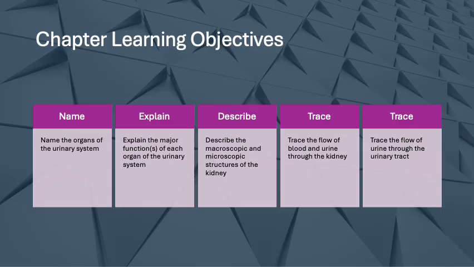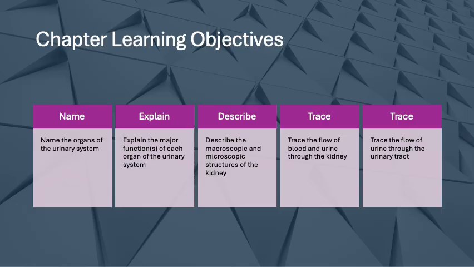First, you'll be able to name the four main organs in the urinary system: the kidneys, the ureters, urinary bladder, and the urethra. Each of these plays a specific role in the formation, transport, storage, or elimination of urine. We'll discuss not only what these organs are, but also explain their major functions, from filtering blood and regulating fluid balance to storing and excreting waste.